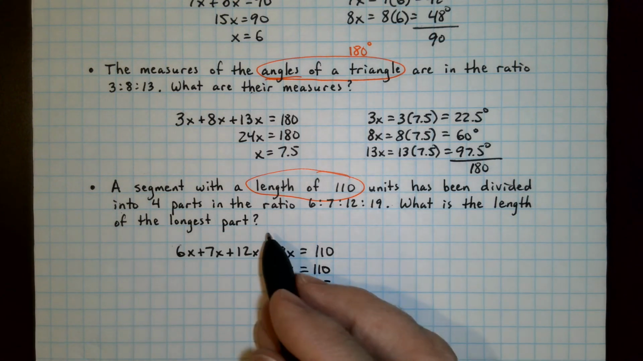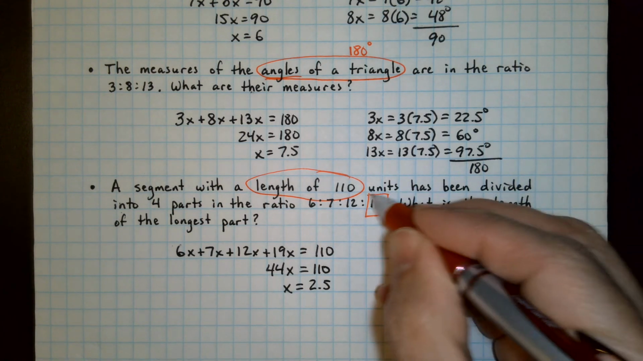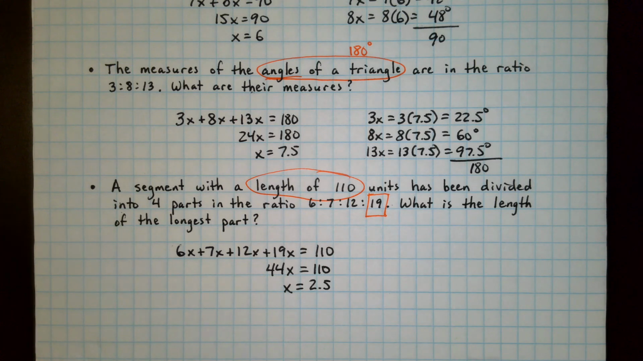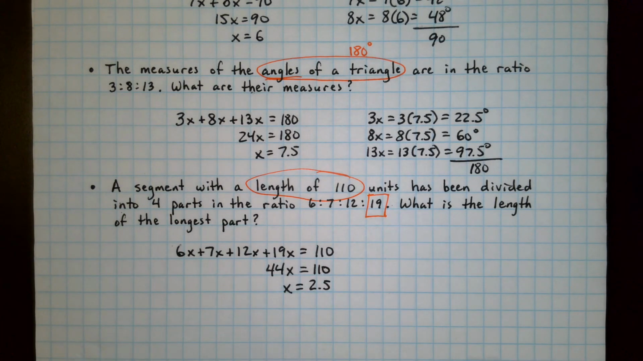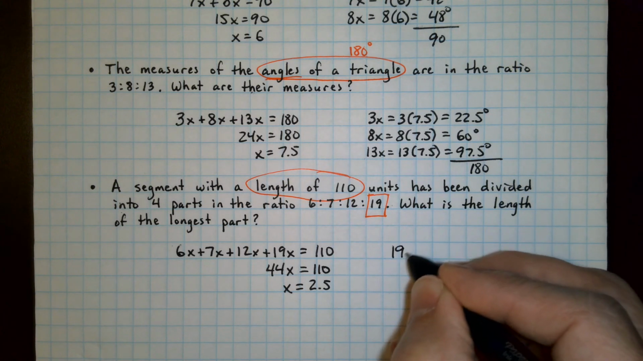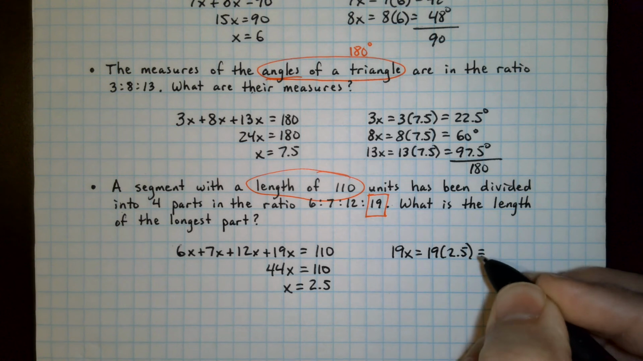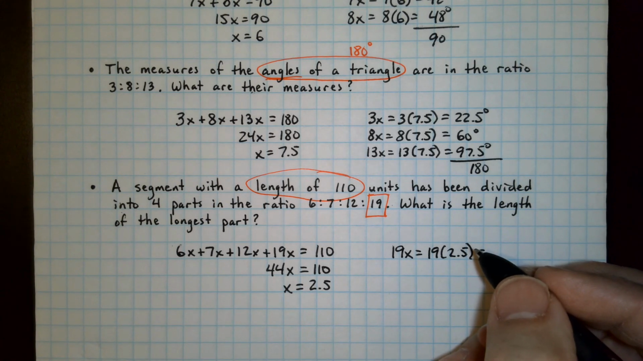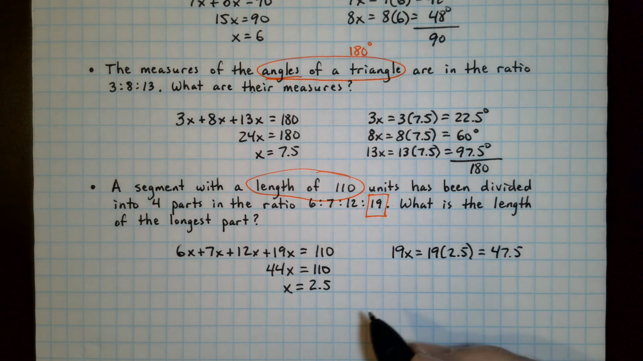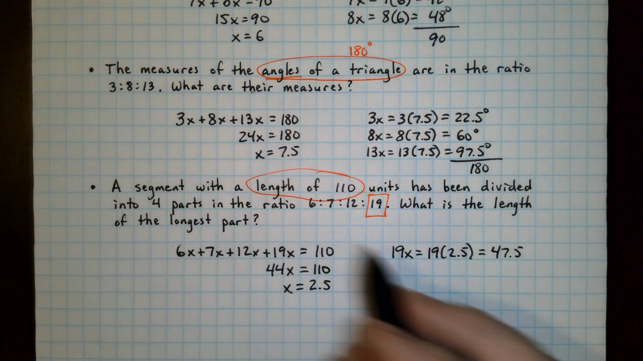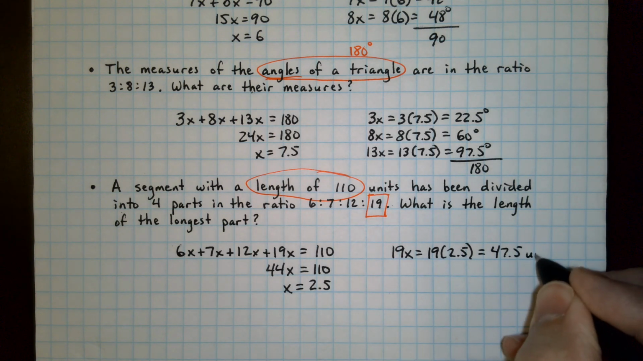What is the length of the longest part? Well, the longest part needs to go with the largest value in the ratio. Now, that doesn't have to be the last value, but as long as it's the biggest, then we're okay. 19x becomes 19 times 2.5, and 19 times 2.5 is 47.5. Now we have a unit that goes along with this one. It might be inches, it might be feet, whatever it is, but here we're just going to put units.